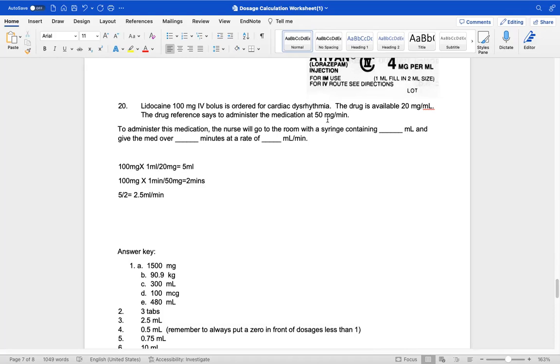So this tells us that we need to give 50 milligrams per minute. If we have 100 milligrams ordered, the drug reference guide says we're going to give this over 1 minute for 50 milligrams. Our ordered dose is 100. That's going to give us 2 minutes. So, okay.